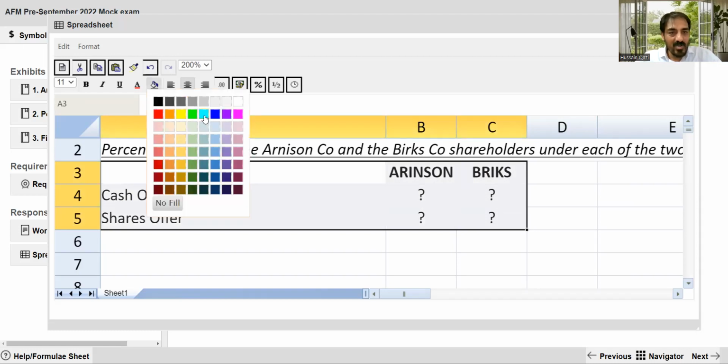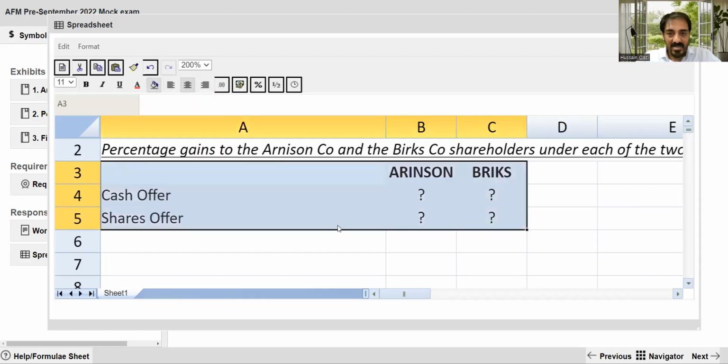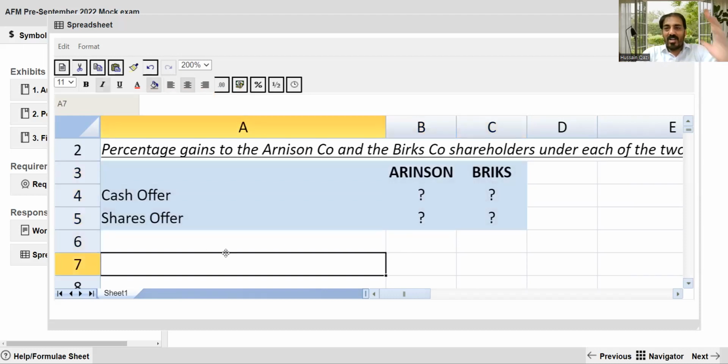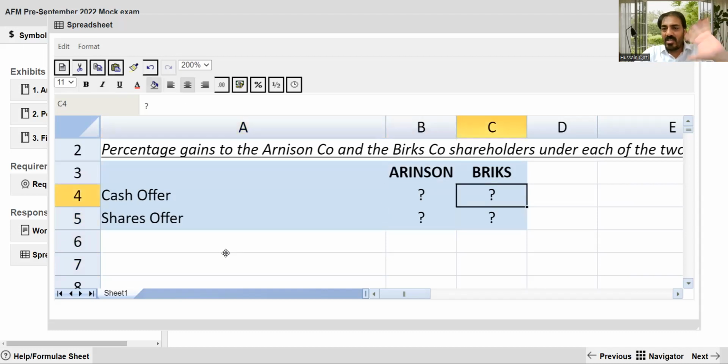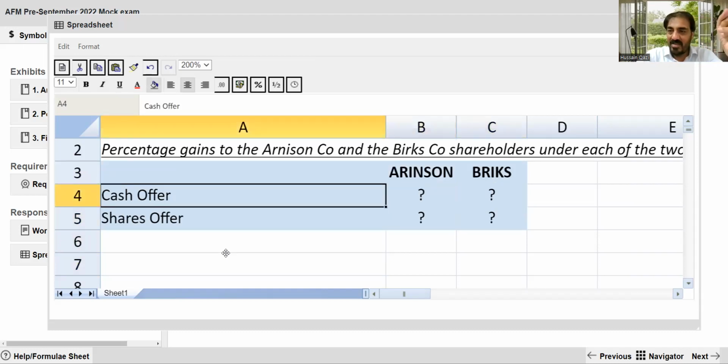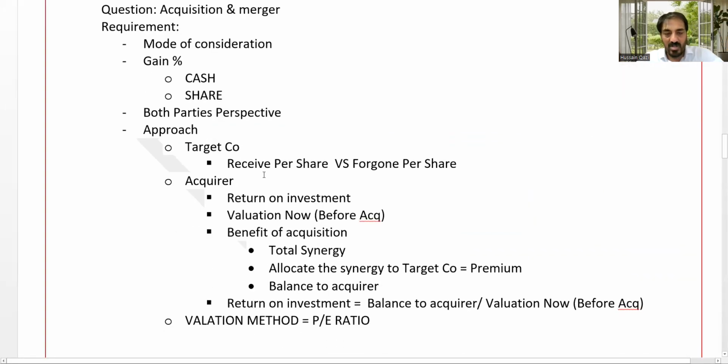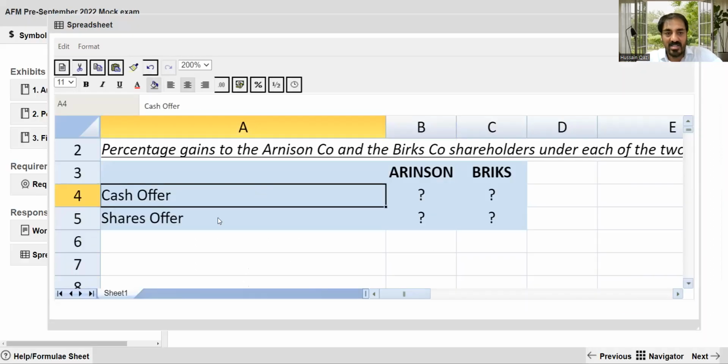Pick a good highlight color. Like this. Sir, this is dim. No worries. Just structure. You have to fill this data. That's all. This is calculation. And whatever structure you have designed during the planning phase, you have to stick to that.